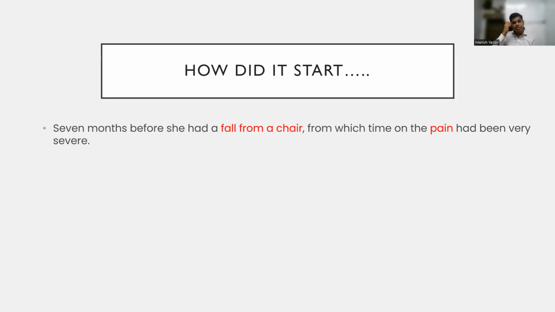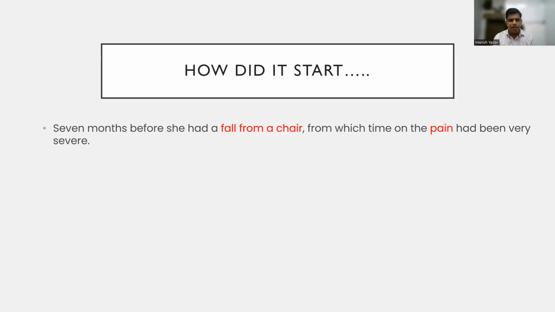So the patient says 7 months before, she had a fall from a chair, from which time the pain had been very severe. So now here we get a clear-cut exciting cause. She had an injury, she had a fall, and she got some pain there. And then, of course, a tumor came up. Of course, you must be knowing the remedy, which was the favorite remedy of Burnett, where injury happens and deeper tissues are involved, cancer or tumor or such things come in. Bellis perennis is the remedy. Bellis perennis is the remedy.